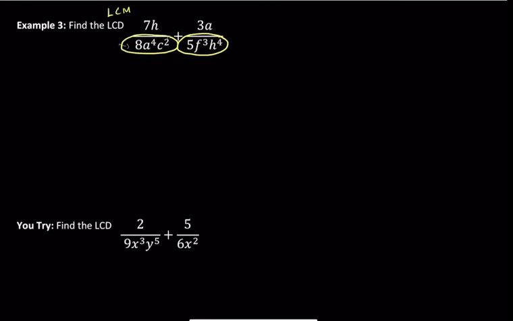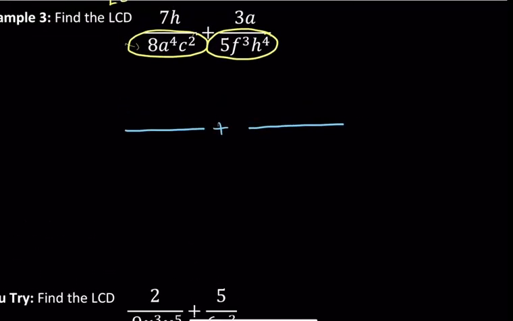Now, since we're finding an LCD, let's go ahead and write it so that it's a denominator. Okay, so let's focus in on those coefficients first. We have an 8 and we have a 5. And now I bet a lot of you guys can do it in your head. 8 and 5, the LCD is going to be 40. So coefficient-wise, the LCD is 40.